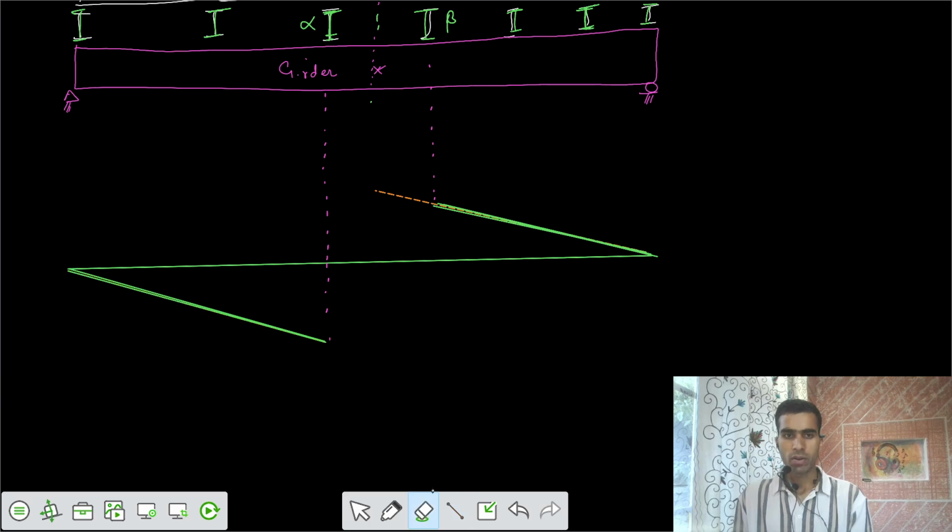Then this part we can remove. This part we have to remove now. Then we join those two ordinates by a straight line. So we have two critical ordinates.